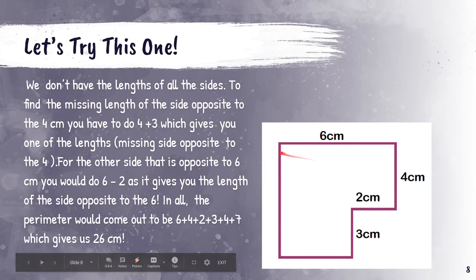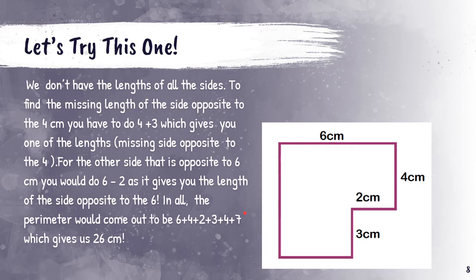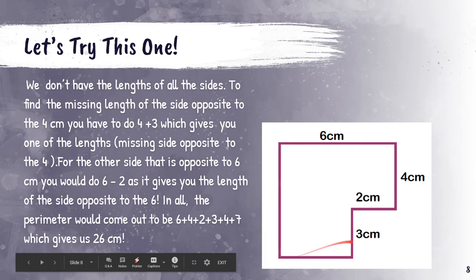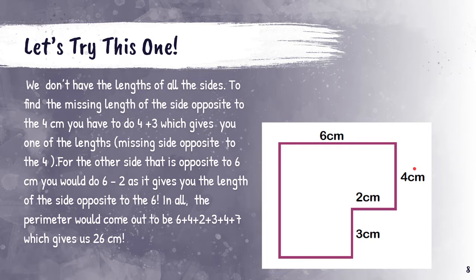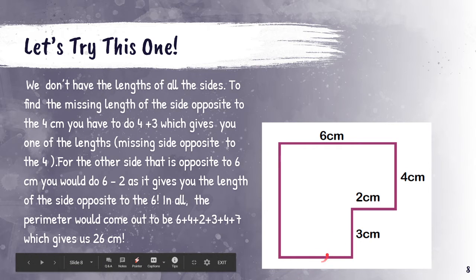Okay, so we have this side is 7. So the only side we're missing is this side. To get this side, we need to take this length, 6, and minus it by 2. And what do we get? 4. Because when you look at it, this side plus 2 has to equal 6. So the only number that makes sense here is 4. So this is 7 and this is 4.